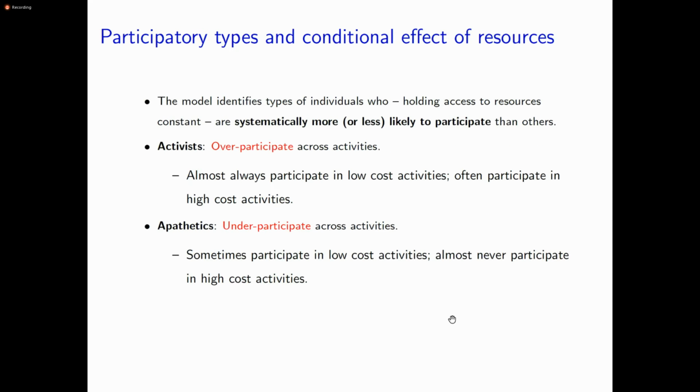So the model that I'm going to estimate identifies types of individuals who, holding access to resources constant, systematically participate more or less than others. Okay? And I expect to find two types of individuals in particular. Some people who behave as activists, who are those who over-participate, in the sense that they participate more than I would predict purely on the basis of their access to resources.